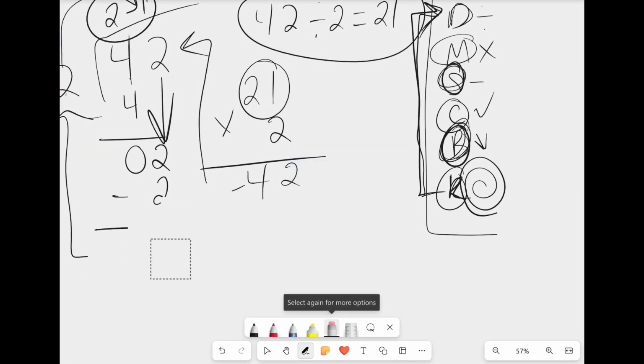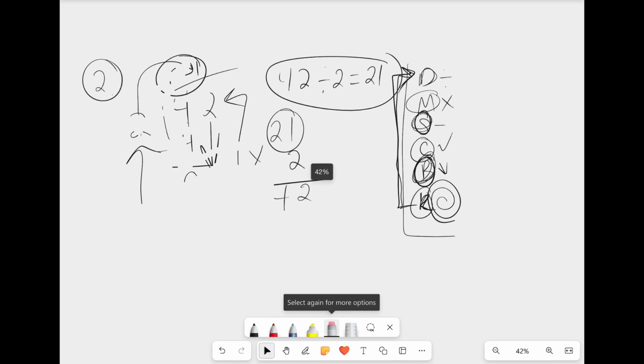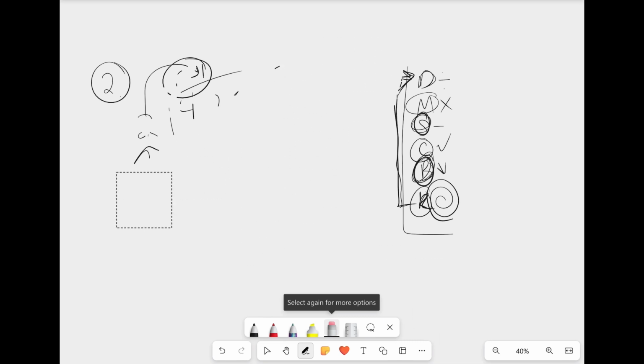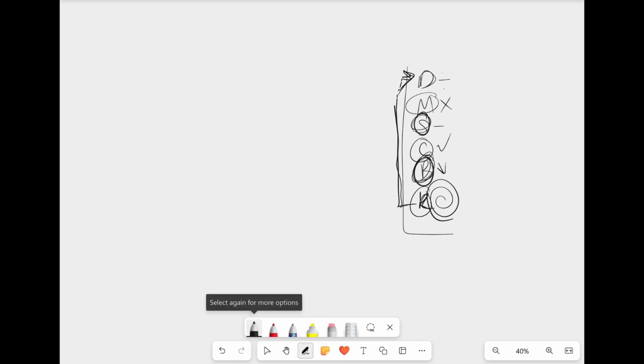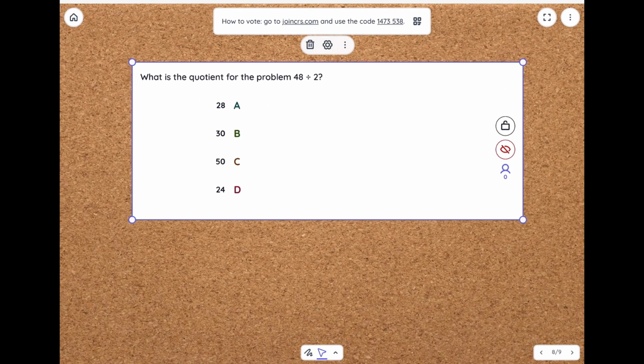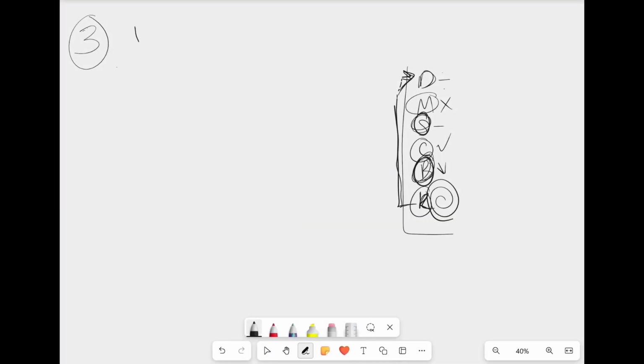Now that you've taken a couple of seconds to do that, let's work it out on our paper. Just erase some of this so that we can have some room to work. All right. Number 3. What was our problem? 48 divided by 2. Okay. Let's set it up. So our steps are right here.